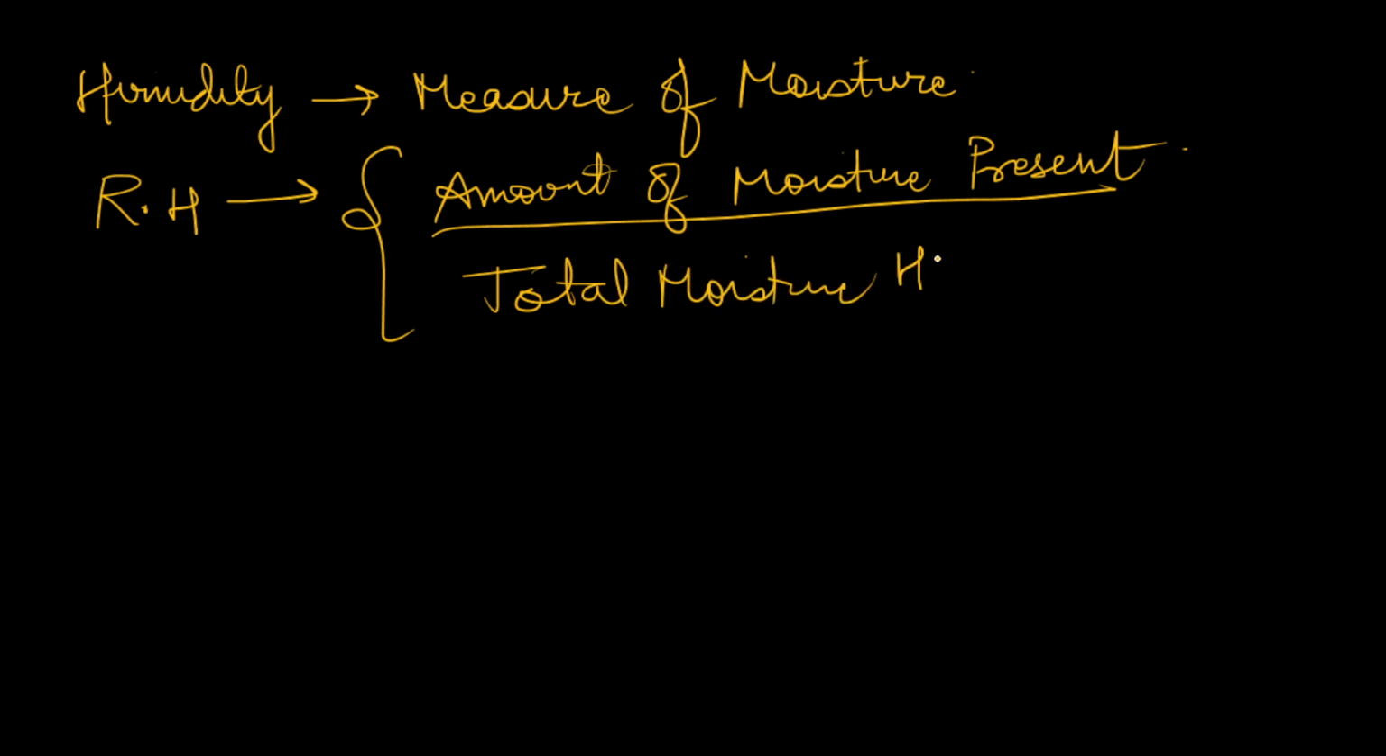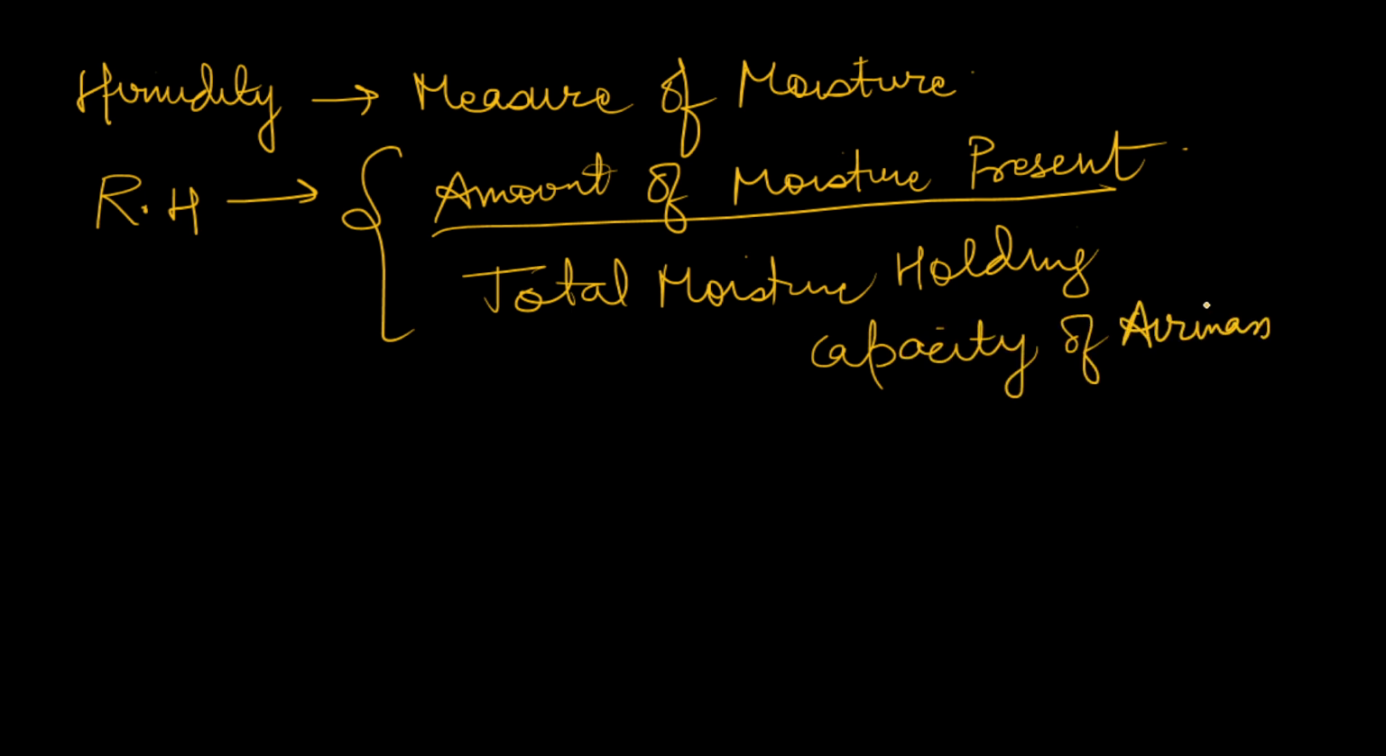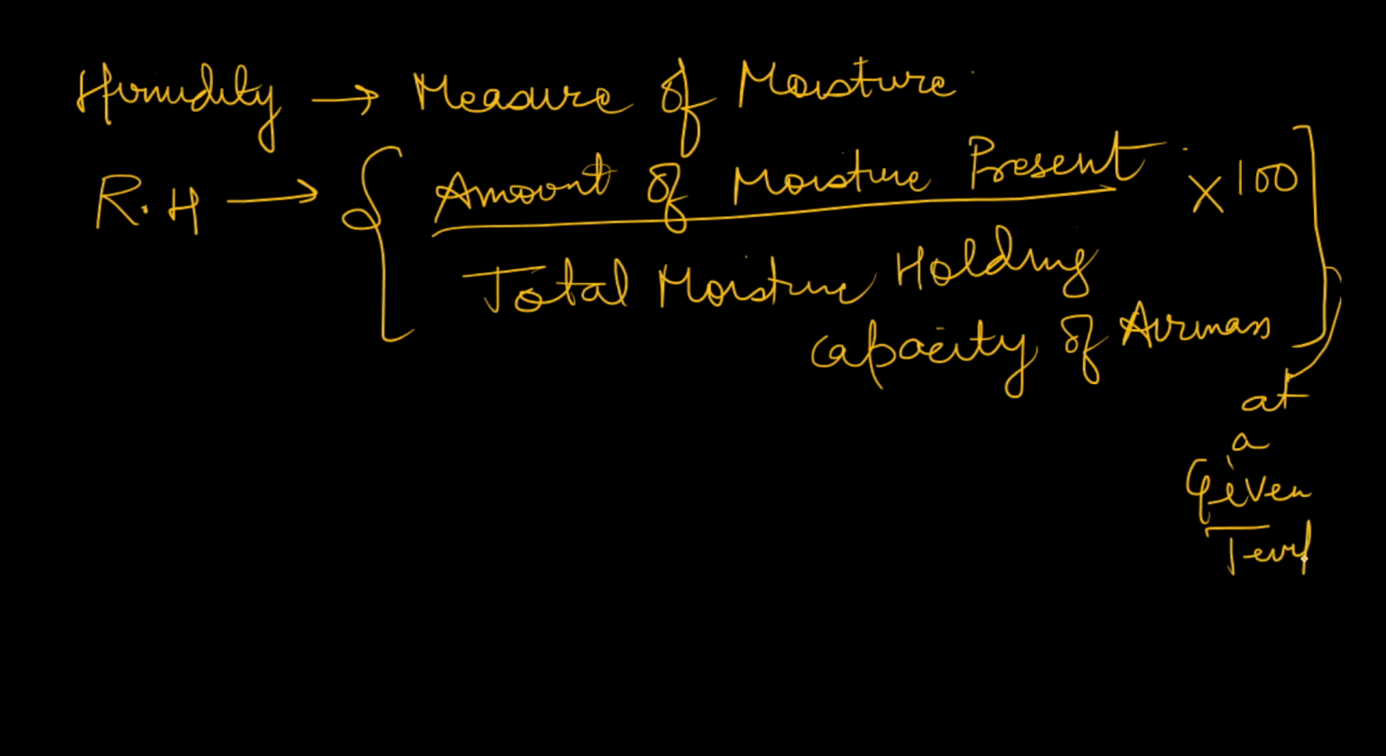Moisture holding capacity of air mass, into 100, at a given temperature. So what is relative humidity? That is the amount of moisture present by the total moisture holding capacity of the air mass into 100 at a given temperature. So this is what relative humidity is.